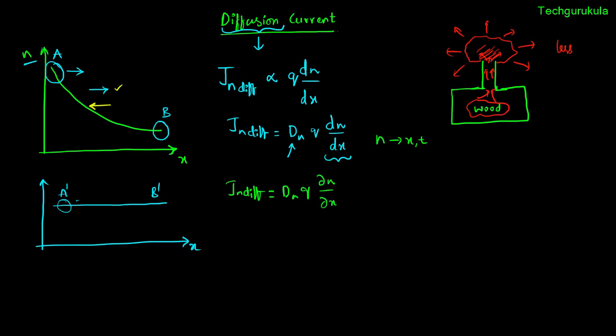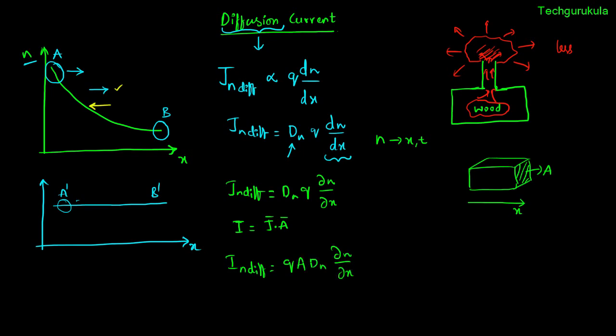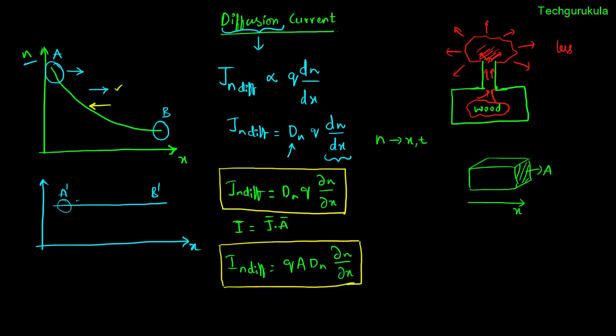And similarly, if you're interested in finding the current itself, the relationship between current and current density is I is equal to J times the cross-sectional area. Usually, J is a vector quantity, area is also a vector quantity, and current will be a scalar quantity. So what does this area mean? Let's say I'm taking a piece of semiconductor here. If you're measuring the carrier concentration gradient in this direction, then the area that we're looking at is this cross-sectional area. So we can write the current for n diffusion, which would be equal to q times the cross-sectional area times Dn times ∂n/∂x. These are very important equations to remember.